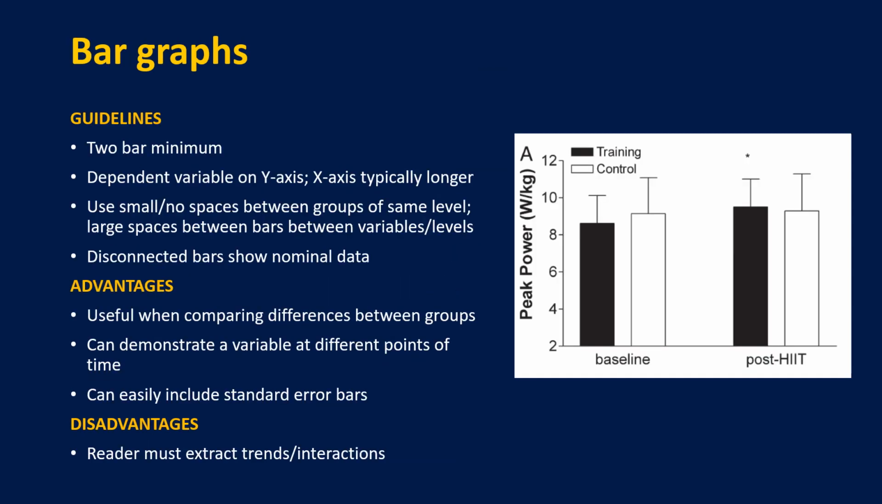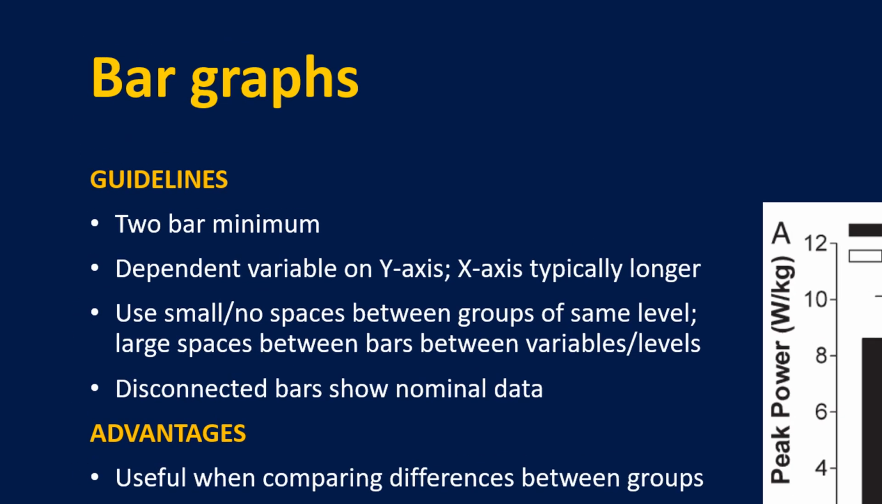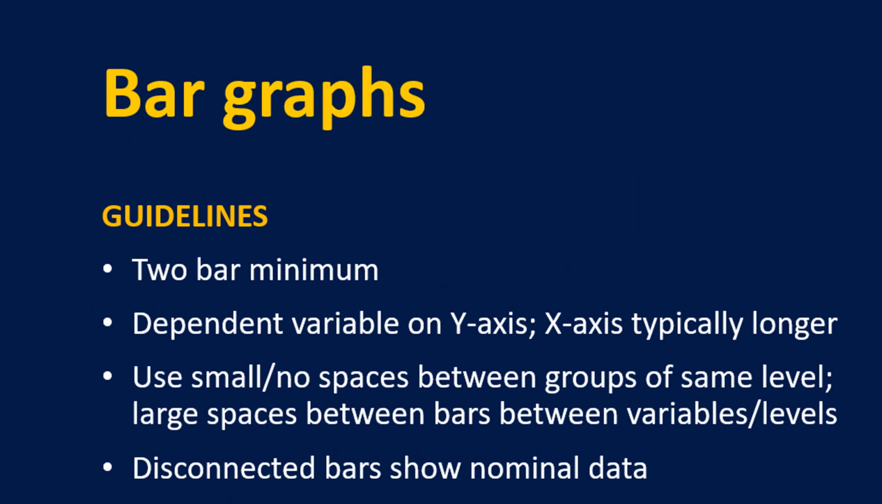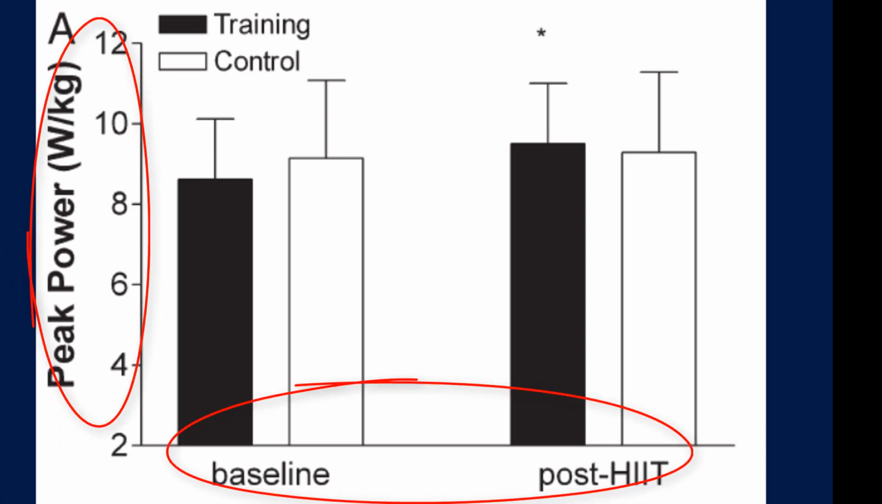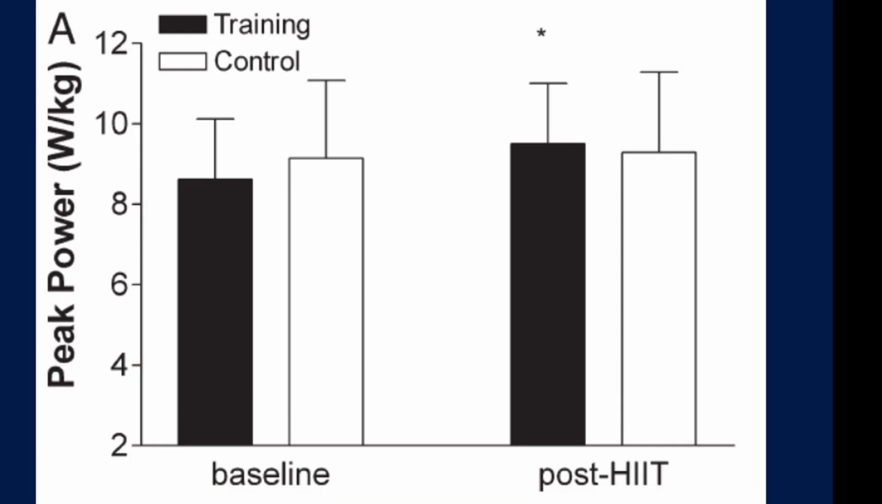So let's start with bar graphs, and in fact the example here is from a HIT-based study. There are some basic guidelines to follow. You can only use these where you've got 2 bars. So if you've only got a single value, you don't graph it at all. Always make sure your dependent variable is on the y-axis and that your x-axis is typically larger. So in this example here, our dependent variable is peak power, and our independent variables in this case are our baseline and post-HIT, and we've got it for our training and control conditions in this example.